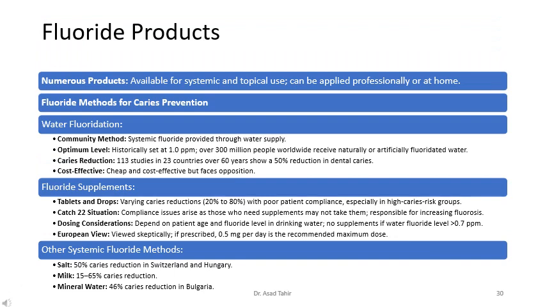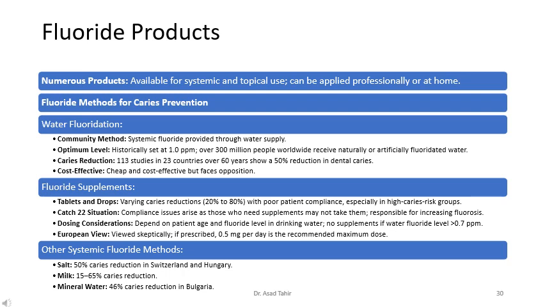Fluoride products and methods for preventing cavities. Fluoride products. Available in different forms for both internal, systemic, and external, topical, use. Can be applied by professionals or at home. Fluoride methods for preventing cavities. Water fluoridation. Adding fluoride to community water supplies. Historically set at 1.0 ppm, parts per million. Shown to reduce cavities by 50% in 113 studies across 23 countries over 60 years. Cost-effective but faces some opposition.